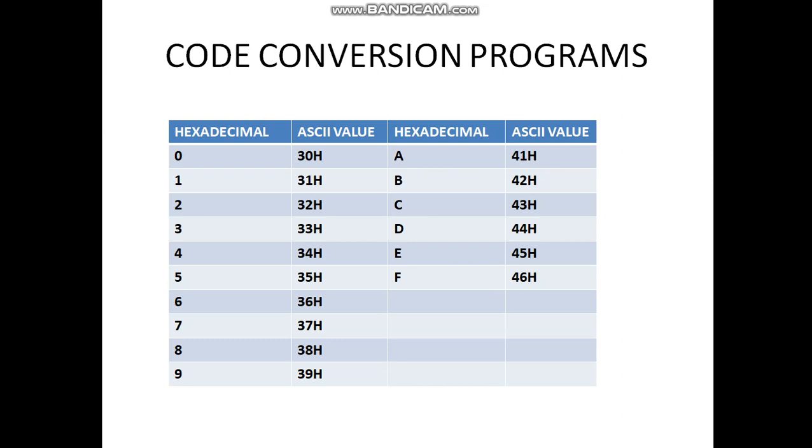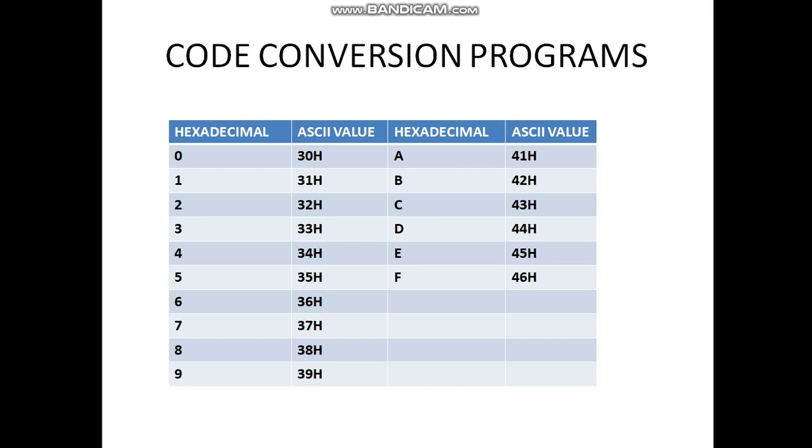Okay, so we should know the ASCII value for a number. ASCII stands for American Standard Code for Information Interchange. When I say hexadecimal number, we'll be considering the numbers from 0 to F, and when I say BCD number, we'll be considering the numbers from 0 to 9. So for 0, the ASCII code is 30H.